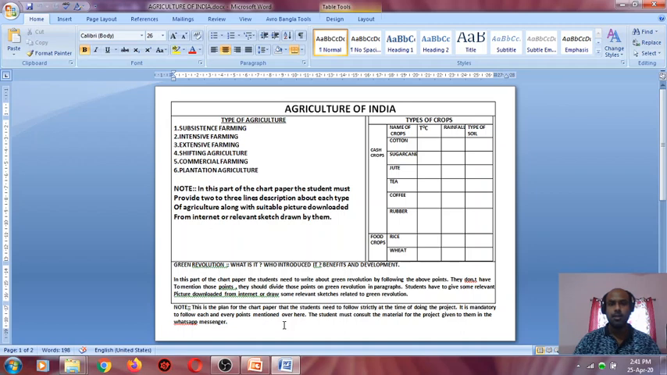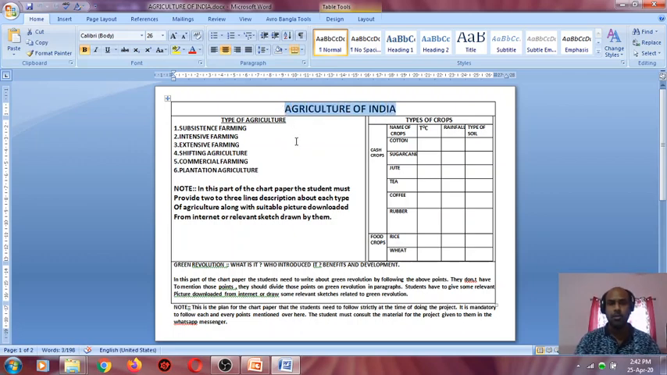In the video lecture, I am going to teach you how to prepare the chart paper that is part of your project. Well, the topic for your chart paper is Agriculture of India. Now you have to write the heading. You can see over here, this is the heading of the chart paper, that is Agriculture of India.